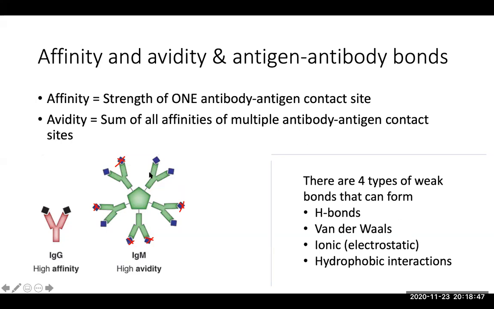Okay. Then while talking about this binding, there are 4 types of bonds that can happen between antigen and antibody. It could be a hydrogen bond, it can be van der Waals, which is like slight charges attracting. It can be stronger than that. It could be electrostatic charges where you have ions, which are a true positive or a true negative charge. And then hydrophobic interactions, the difference between water and non-water soluble molecules. So those are the 4 types of weak bonds that can form between antibody and antigen.